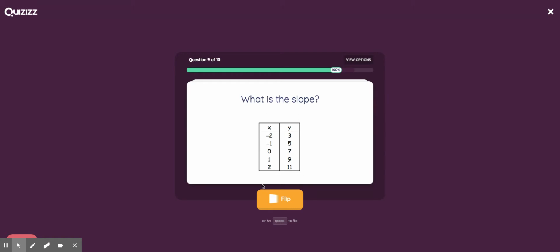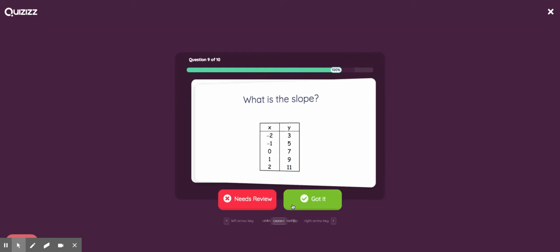All right, back with the table. Change in y over change in x. My y's are increasing by 2 and my x's are increasing by 1. 2 over 1 is 2.